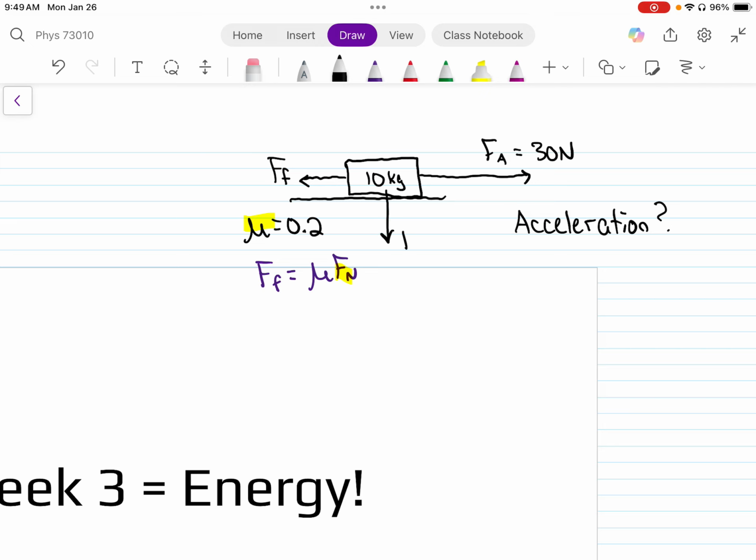There's going to be gravity acting on this thing, and gravity's mass times 9.8. And by Newton's third law of reaction force, there's going to be this upward force acting on it. This one was called the normal force. It's kind of an answer to gravity. It's what the surface pushes back up on the object to keep it from falling through the ground.